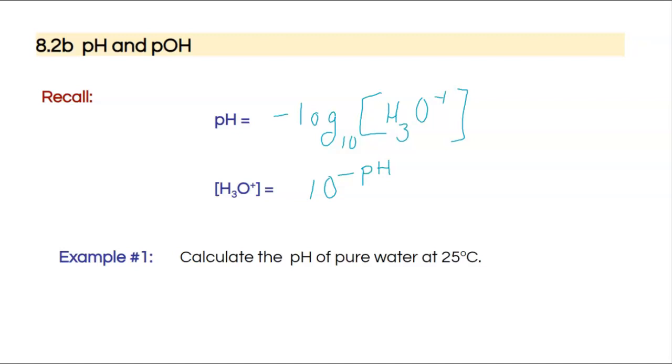So let's just do a couple of quick calculations to refamiliarize ourselves, mostly with just inputting the data into our calculator. So I'm going to ask you to just take a minute, pause the video, and calculate the pH of pure water at 25 degrees Celsius.